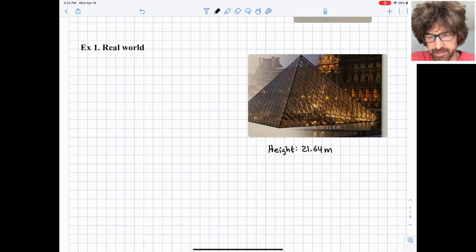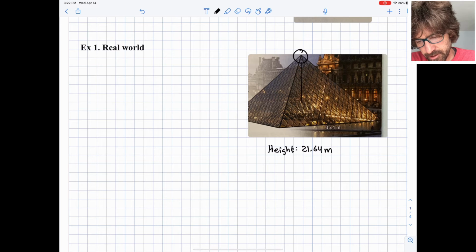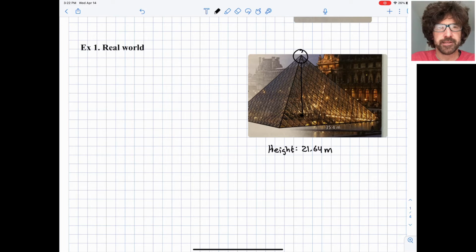Okay, so let's look at a real world example. This is the famous glass pyramid designed by I.M. Pei at the Louvre Museum in Paris. It's a square pyramid with a side length of its base of 35.4 meters and a perpendicular height of 21.64. So that height is the distance from the vertex perpendicularly down to a point in the middle of that square.